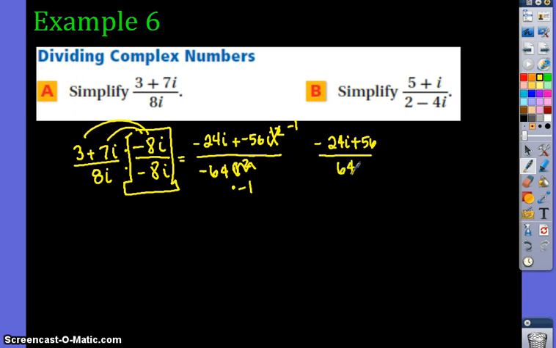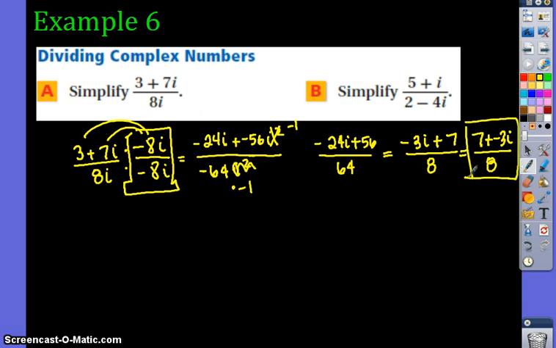So after we get there, we need to look and see what common factors we might have. They all share a common factor of 8. So we can factor an 8 out of both of them, the numerator and the denominator. So that would be a negative 3i plus 7 over 8. And then once we have it like that, we need to rewrite it so that our real numbers are first. So that would be 7 plus a negative 3i, all of that divided by 8.